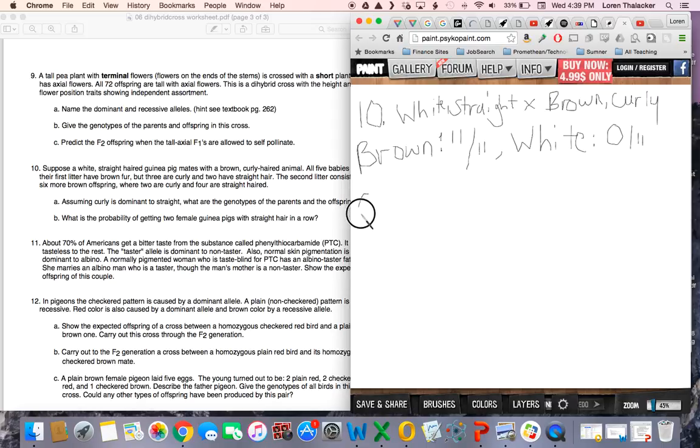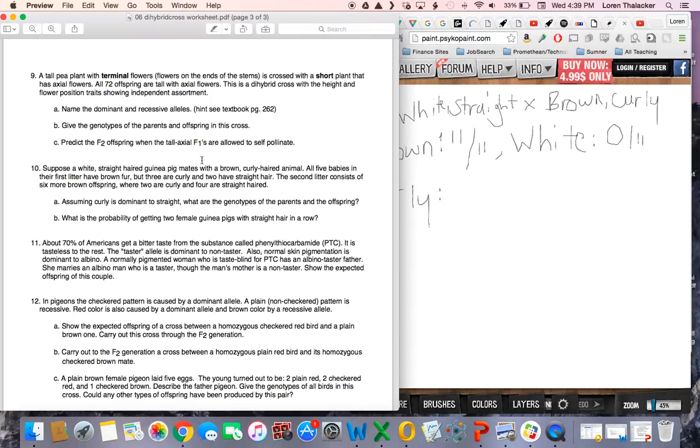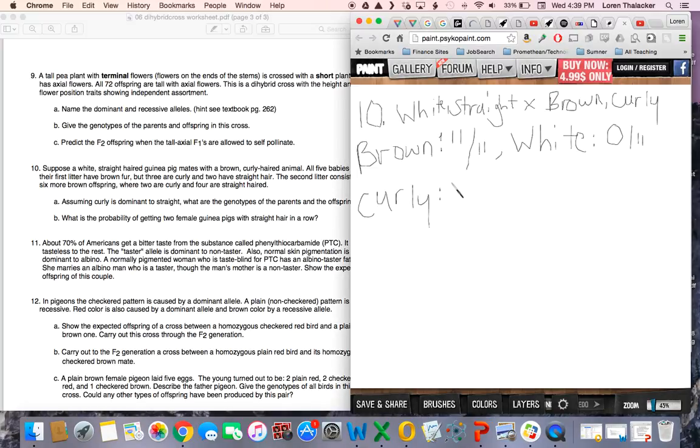For curly fur, I can count up how many they have. I see in the first litter 3 curly-haired. In the second litter, 2 more curly hair. So I can take this and say, okay, 5 out of the 11 have curly hair. And for straight hair, that must mean the other 6 had straight hair. So almost half and half. Six out of 11.